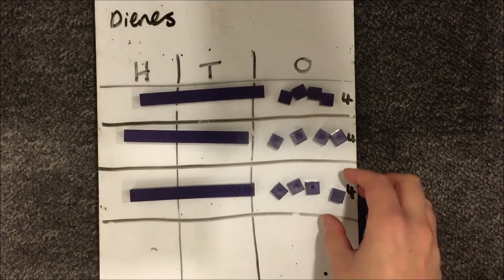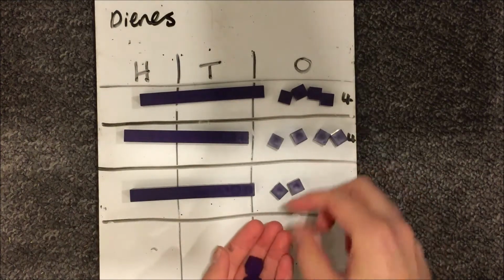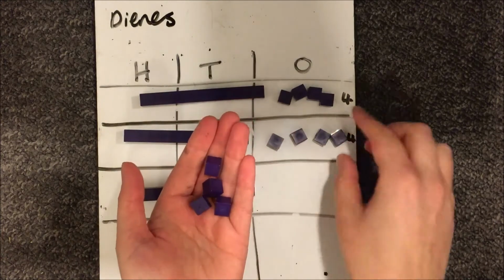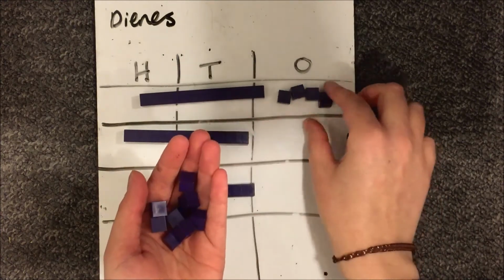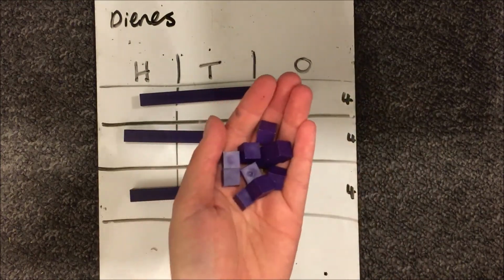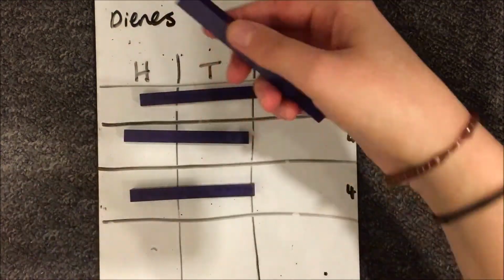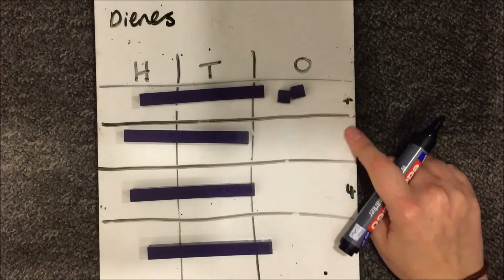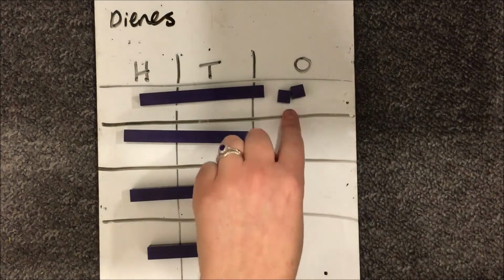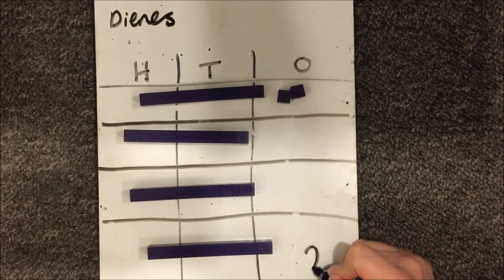Okay, ready? So 1, 2, 3, 4, 5, 6, 7, 8, 9, 10. And I'm going to change them into a 10, and that's going to go down here. Okay, can I count my 1s now? I haven't got 4 in each anymore because some of them have been changed. So I've got 2 1s.